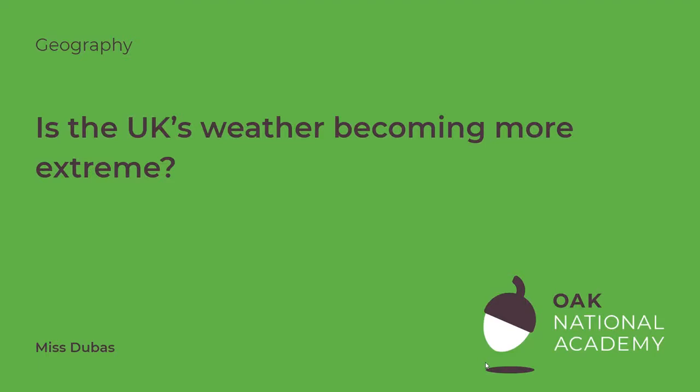So the title of today's lesson is: is the UK's weather becoming more extreme? In this lesson, we'll think about what extreme weather actually means, and we'll look at some examples of extreme weather events in the UK and consider some of their effects. We'll then consider if the UK's weather is becoming more extreme. What evidence do we have for this? And we'll finish off the lesson by looking at some fieldwork skills.